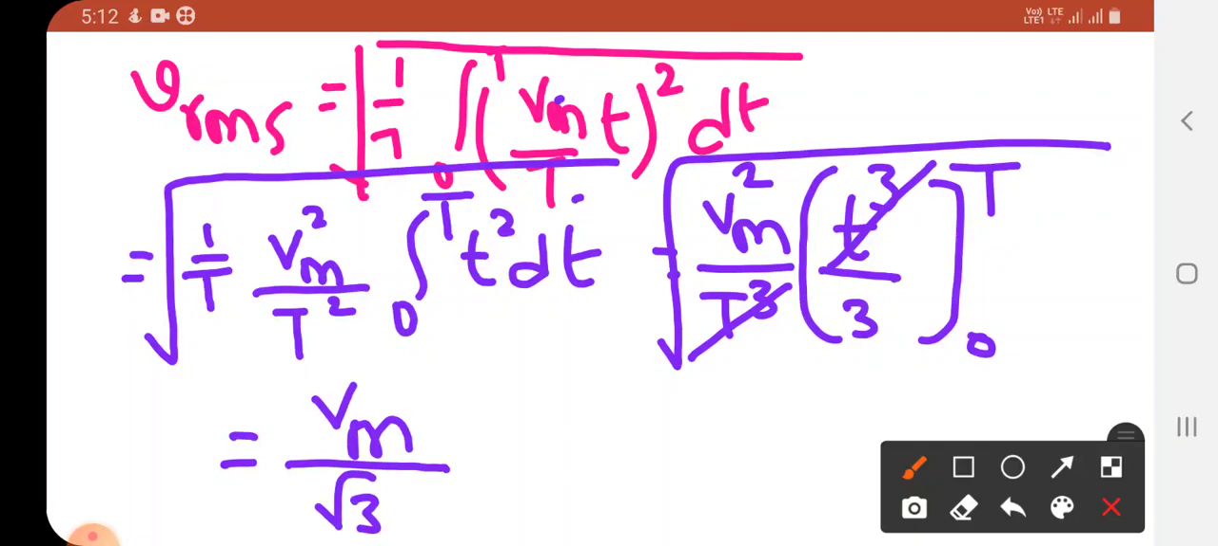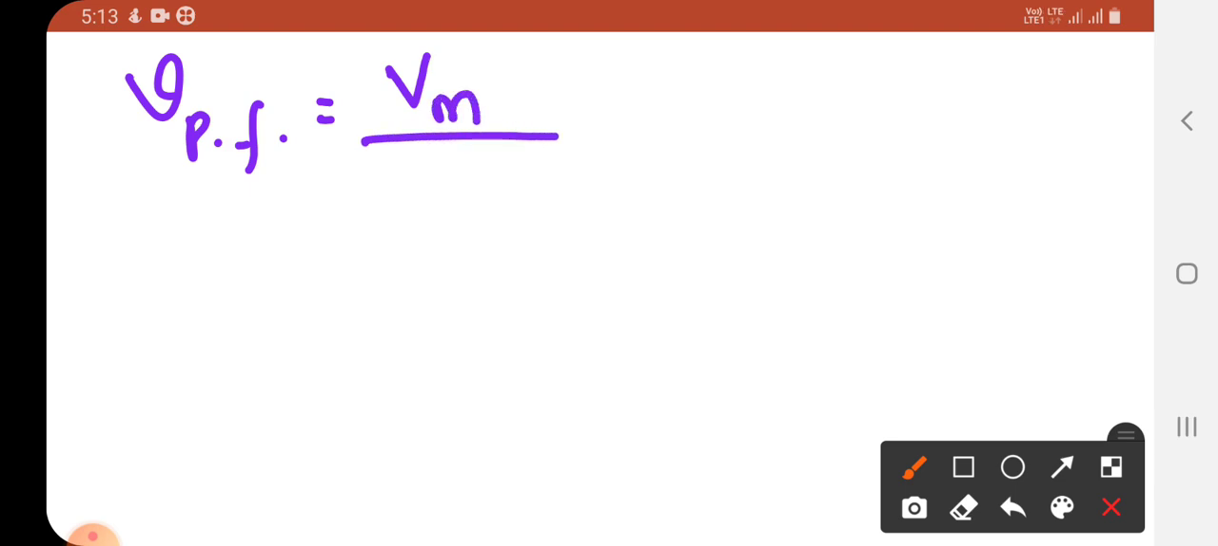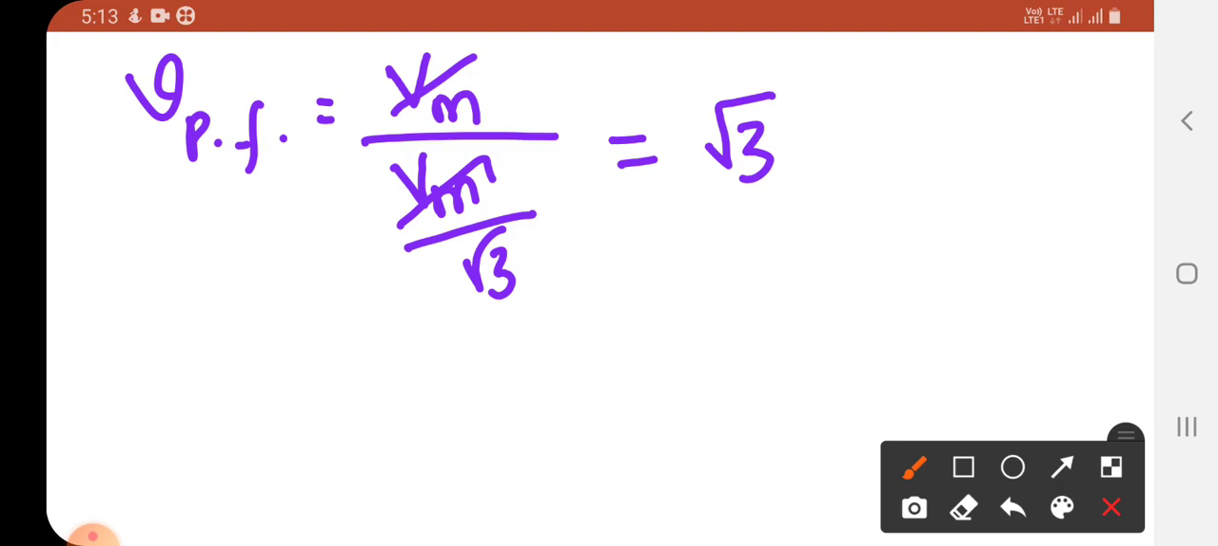Okay. So now we have the RMS value and the average value. Now I think it is very easy to find the peak factor and form factor. The first one is, what is the peak factor? The peak value is Vm only. The RMS value is Vm by root 3. Therefore Vm gets cancelled. It is root 3 only.